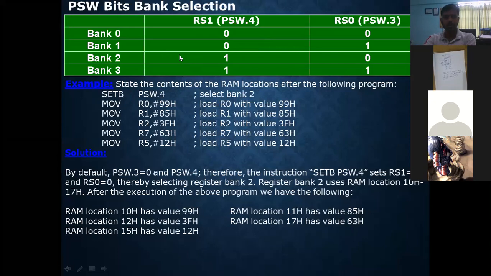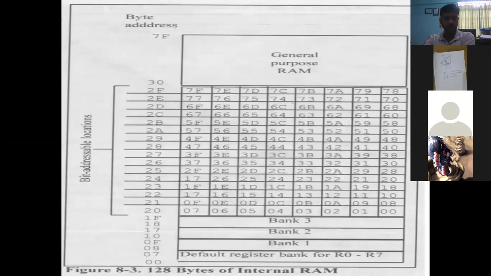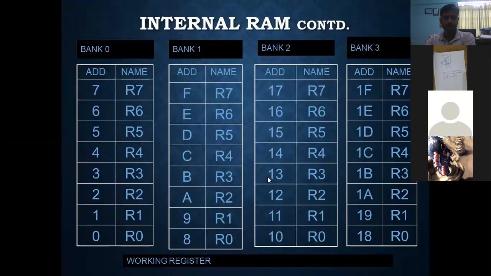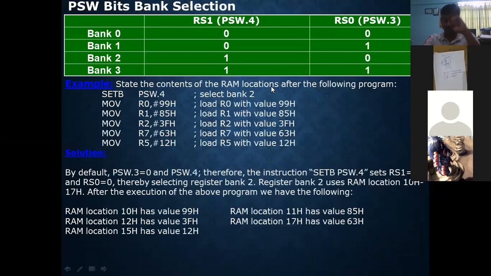So this portion, bank 2, will be selected. Just look into this. In bank 2, if we are using the R0 register, R3 register, R5, R7, those registers, then the address of the particular register will be from 10 to 17. Clear? Now, coming back to the program.